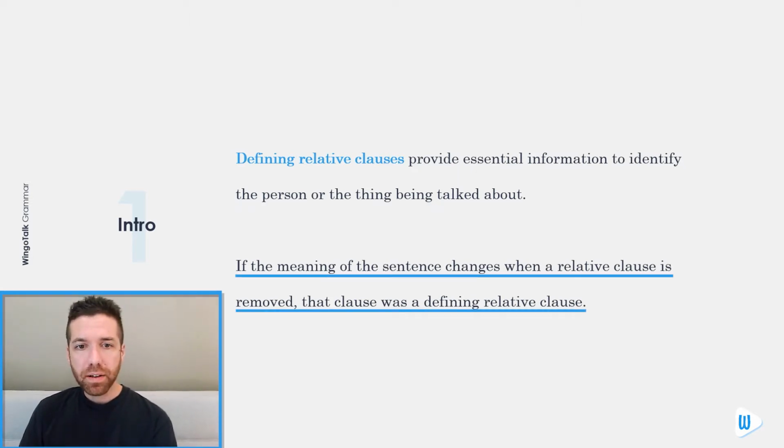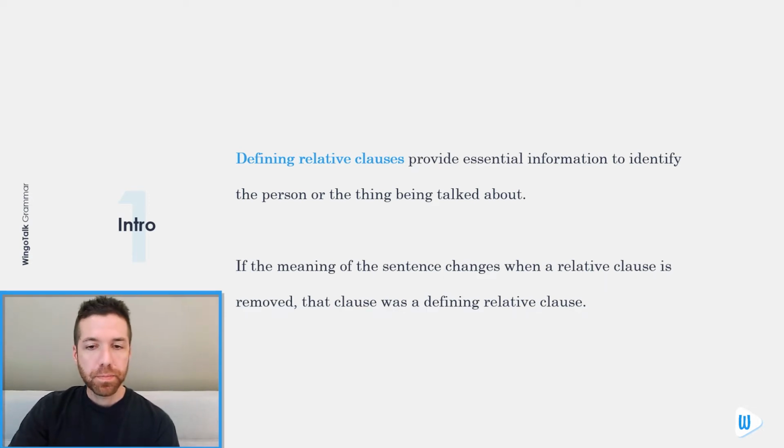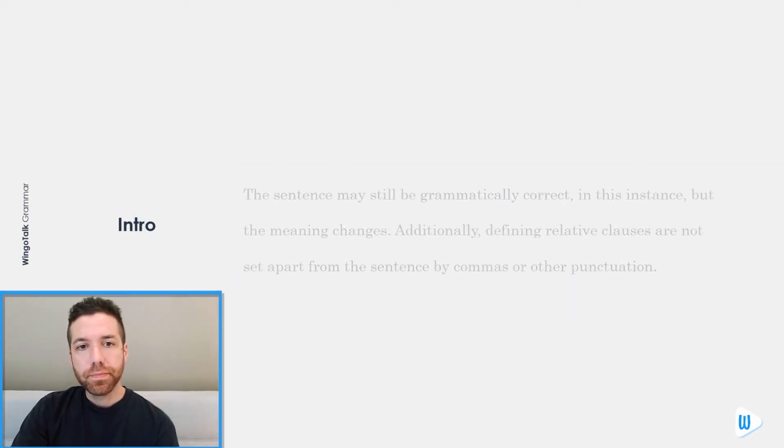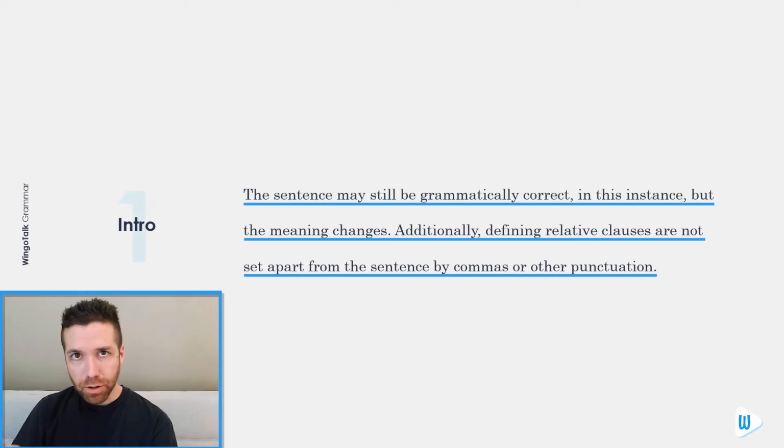If the meaning of the sentence changes when a relative clause is removed, that clause was a defining relative clause. The sentence may still be grammatically correct in this instance, but the meaning changes. Additionally, defining relative clauses are not set apart from the sentence by commas or other punctuation.